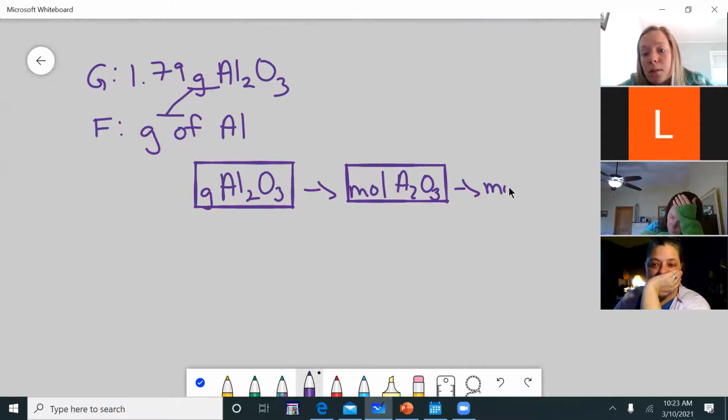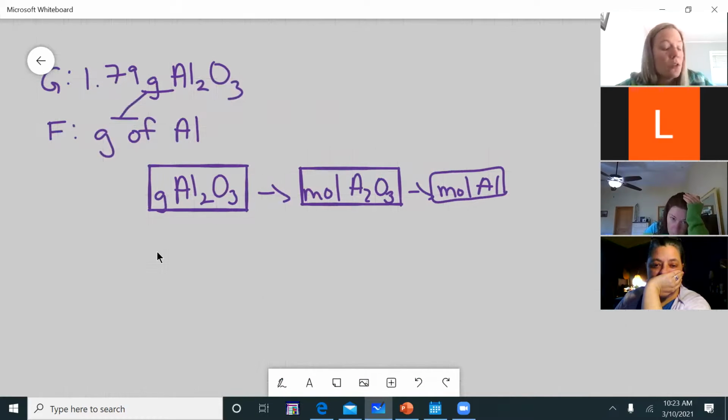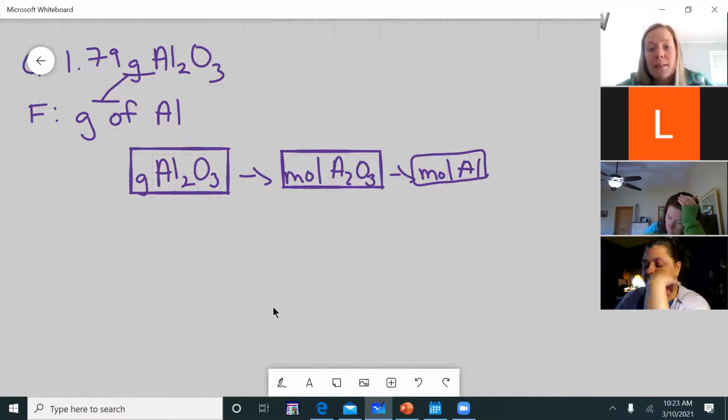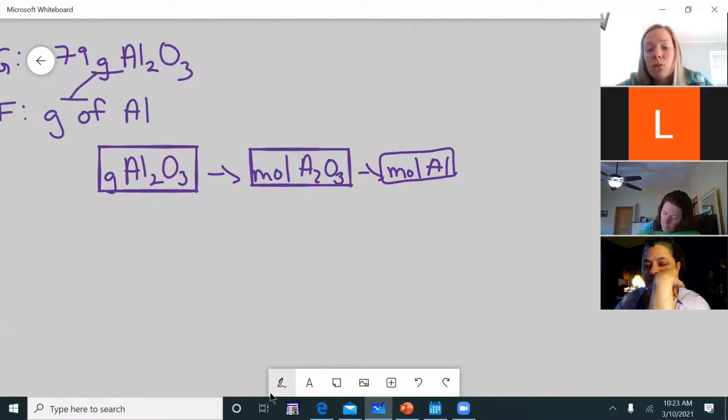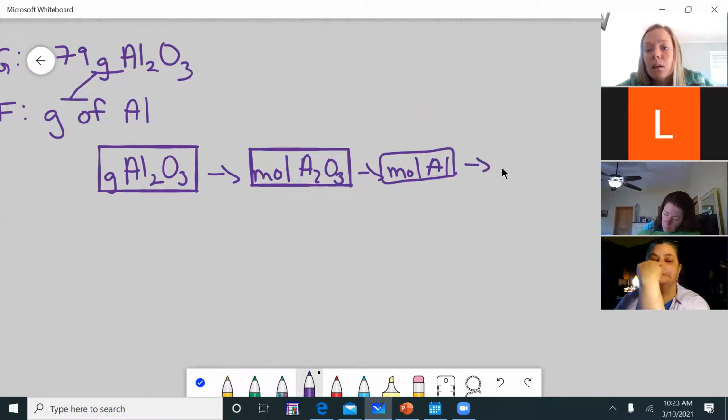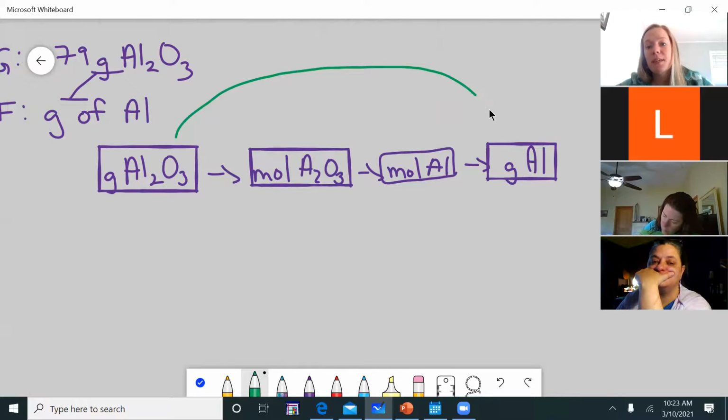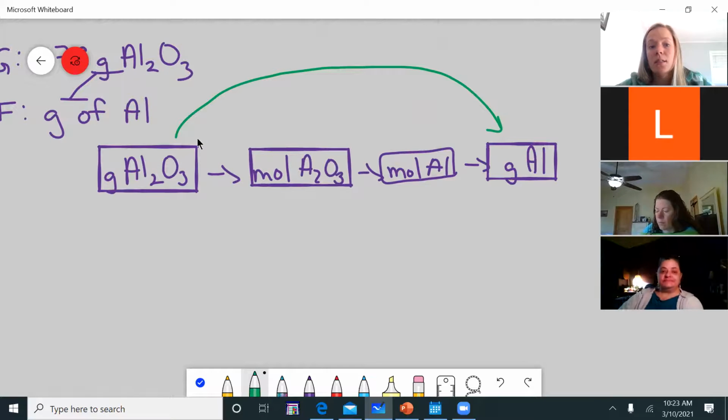Then we can go to moles of the element, and in this case, we want moles of aluminum. Is the problem asking you anything about oxygen? No, so we can kind of ignore oxygen, except when we're calculating the molar mass here. And then once we've got moles of aluminum, I can convert back to grams of aluminum. Often I have students try to figure out ways to just go from here to here. Yes, there are some ways to do it, but it is more complicated. It's just easier to break it up.